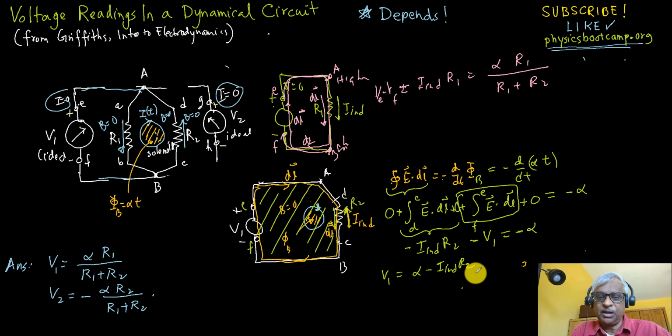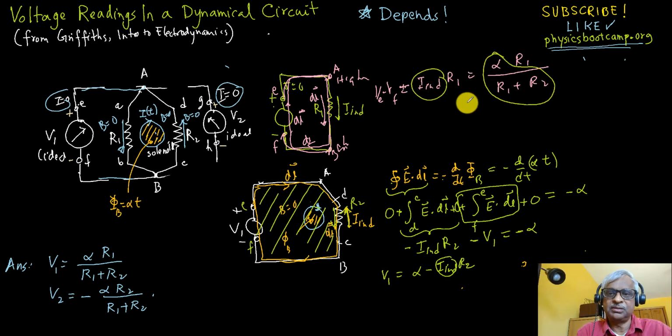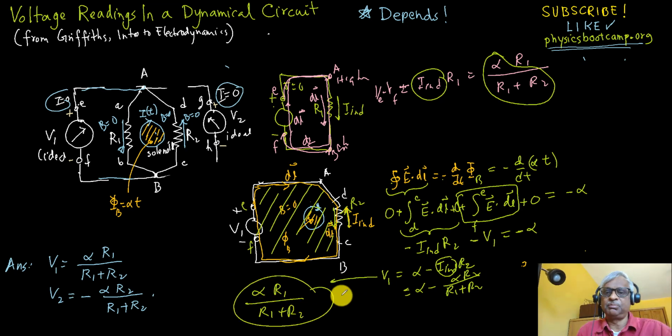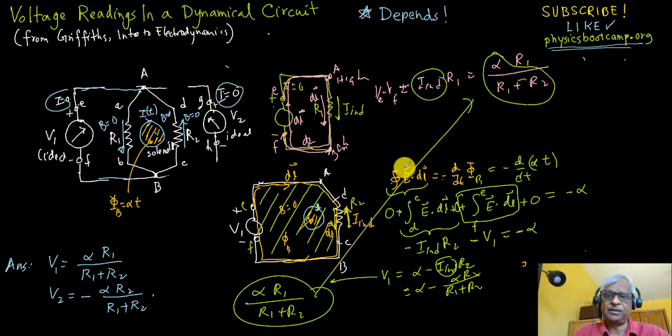I induced R2, and if I write this in from before, we already had found this was this stuff from before, so there's going to be alpha minus alpha over R1 plus R2, and this is going to simplify to the same answer as before, alpha R1 over R1 plus R2. It's the same answer as that.